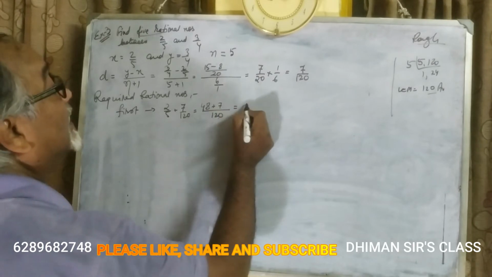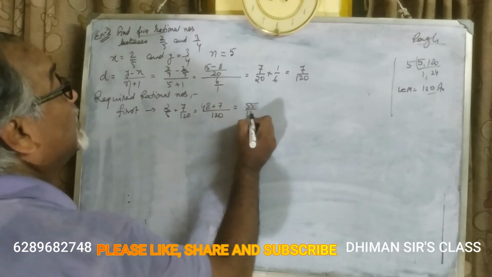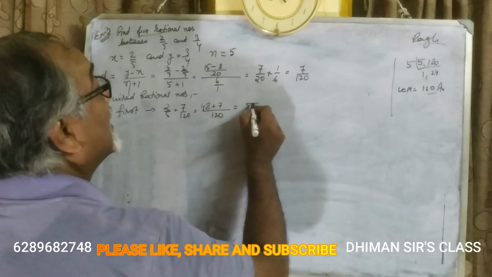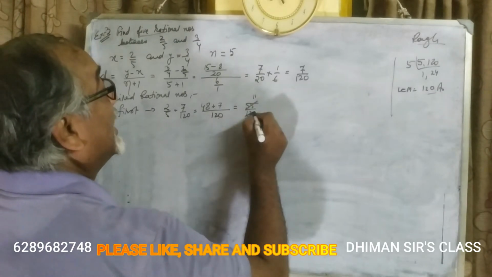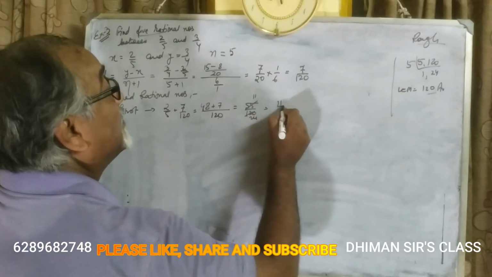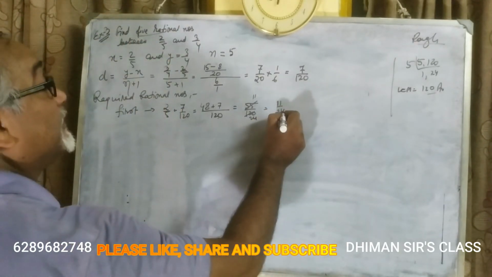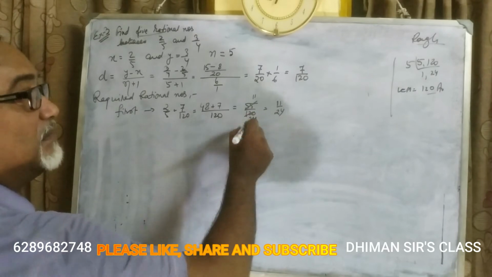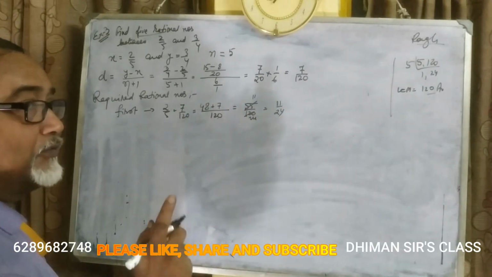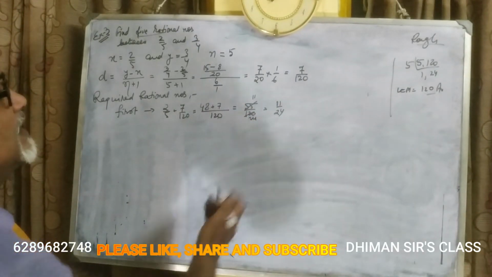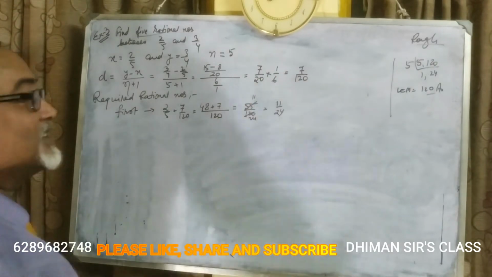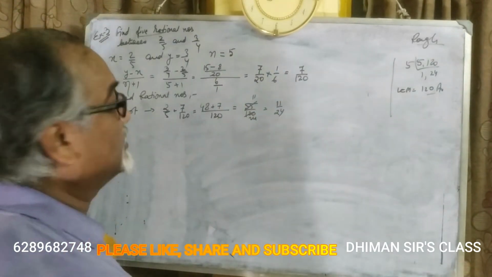That is 55 by 120. So you can cancel it, 11 by 24. Here 11 by 24. You can leave 55 by 120, but again I tell you, it varies from school to school, teacher to teacher. The teacher may tell, no, you have to show the simplest form, so you convert it into the simplest form.